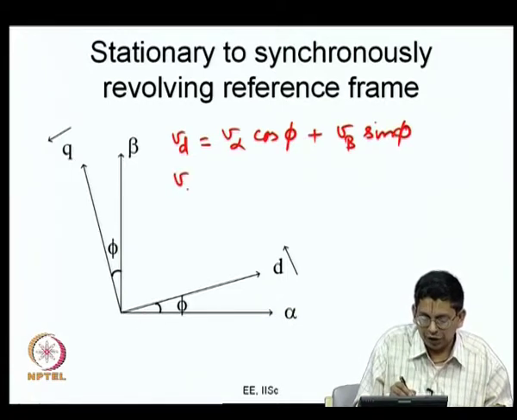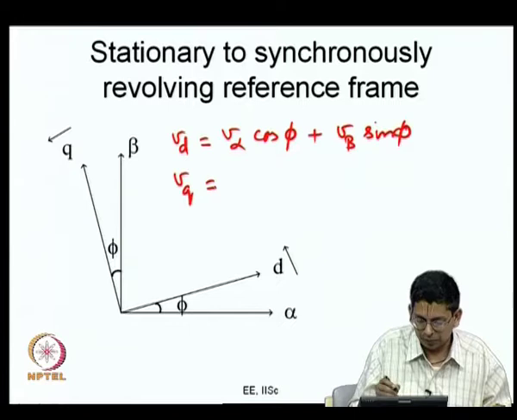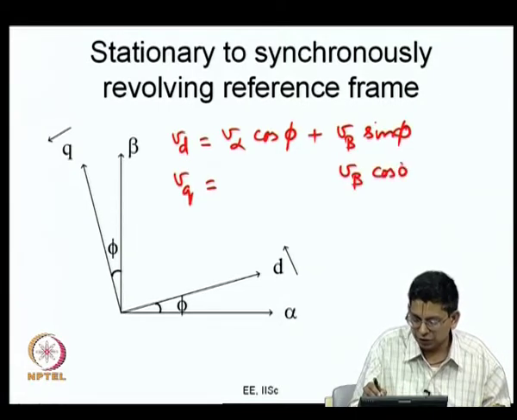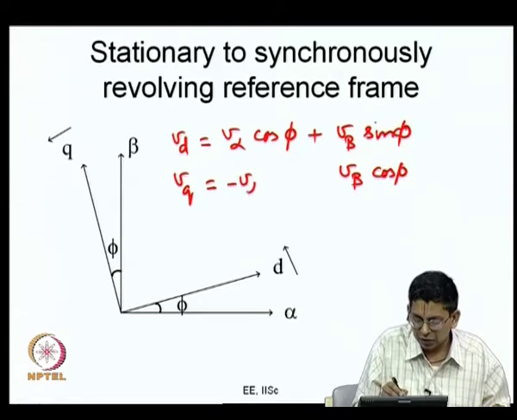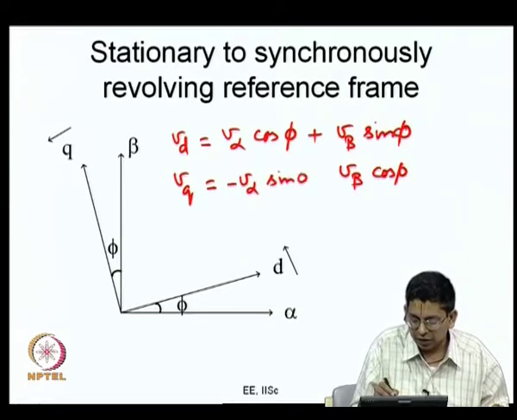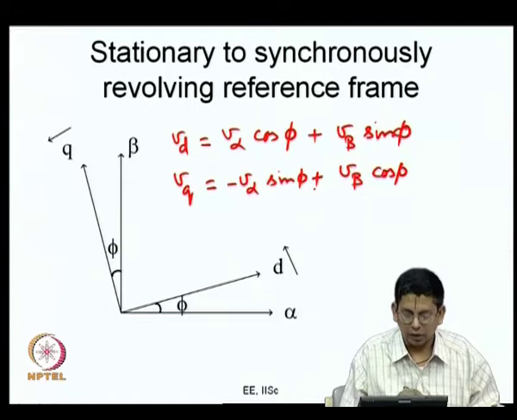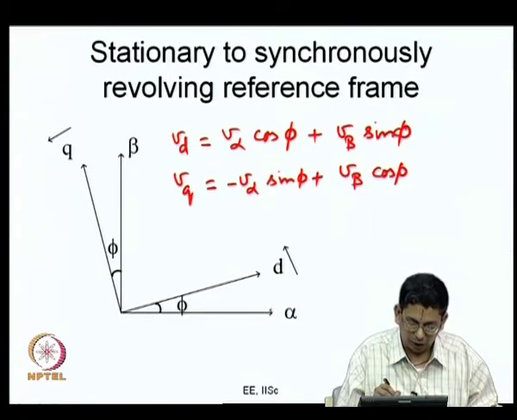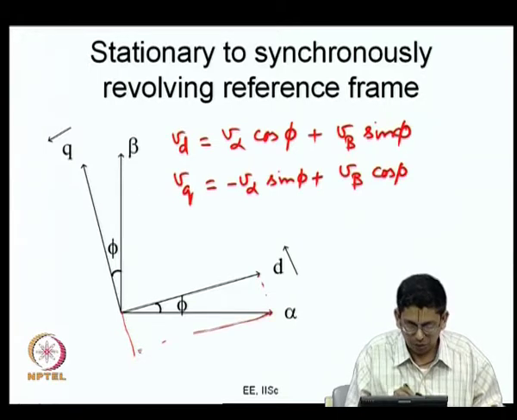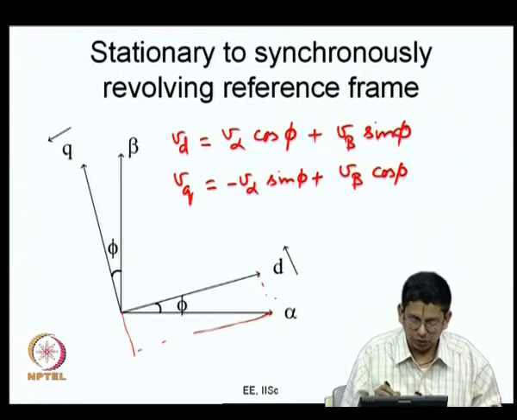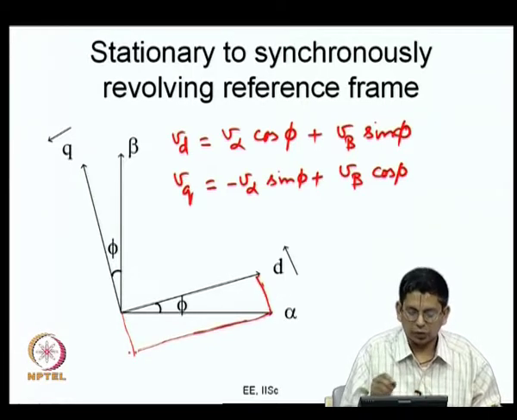Similarly, you have VQ. VQ is going to be V beta times cos phi, and if you take V alpha, V alpha would have minus V alpha sin phi as the component along that. If you resolve V alpha along that, you can do it like this. So, these would be the 2 components of V alpha: V alpha cos phi and minus V alpha sin phi. That is what I have written now.